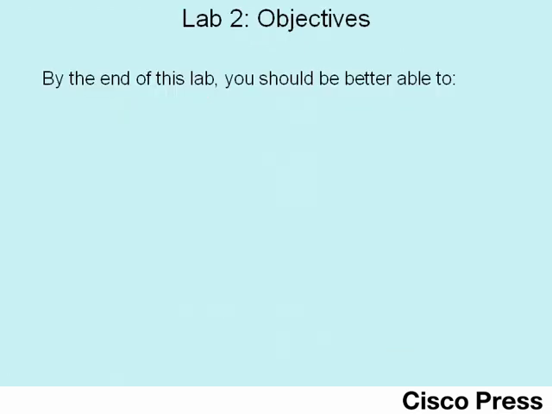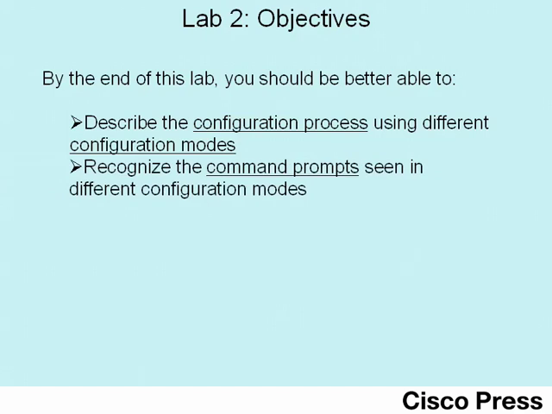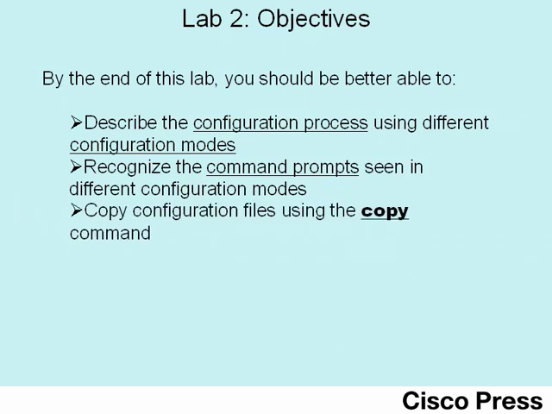This lab has 3 main objectives. The first 2 relate to the configuration process. So by the time you're done with this lab, you should be able to describe the configuration process and how configuration mode uses several configuration submodes. You'll also be able to recognize several of the different configuration submodes based on the command prompts that identify those modes. The third objective relates to the copy command. We'll talk about how to use the copy command to copy different configuration files inside a router and how to see the contents of those configuration files.